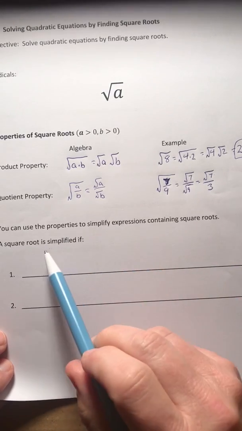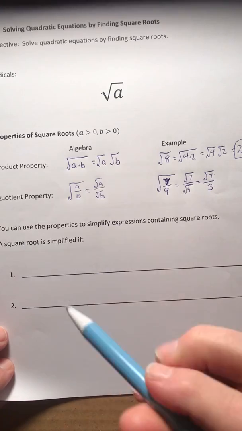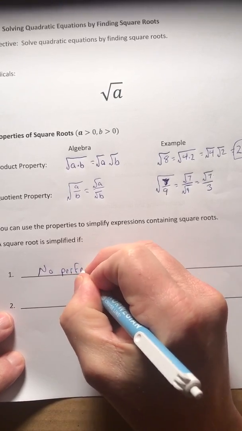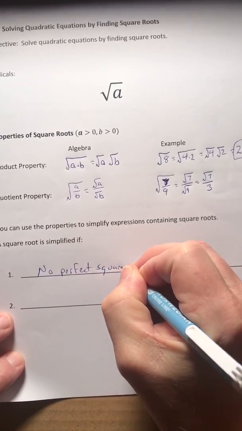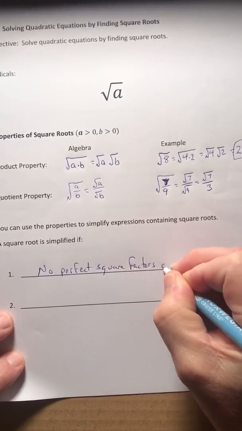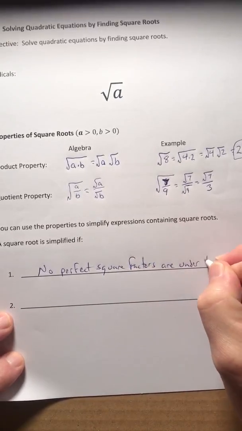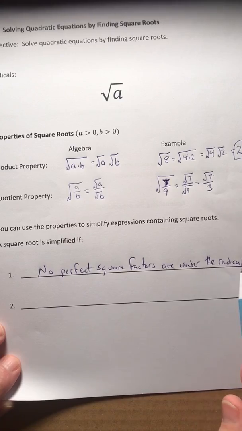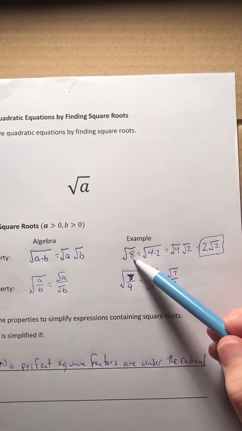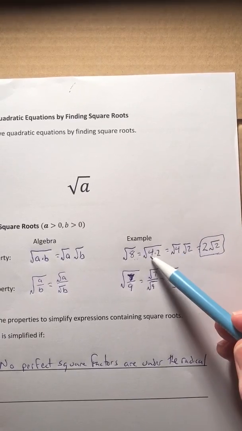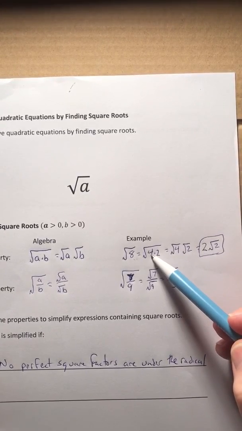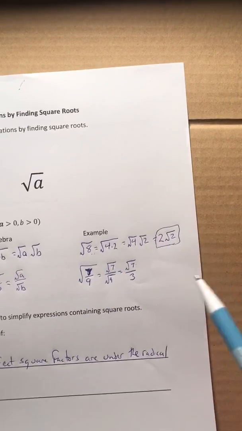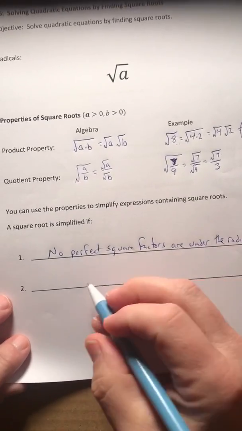Okay, so the properties we're going to use: the square root is simplified if, number 1, no perfect square factors are under the radical. That's why the square root of 8 was not simplified, because 8 has a factor of 4 in it, and 4 is a perfect square. So you can't have that. That's why 2 root 2 would be the simplified version of the square root of 8. So that's one. Alright, number two.